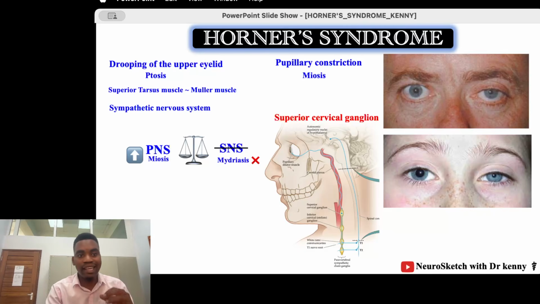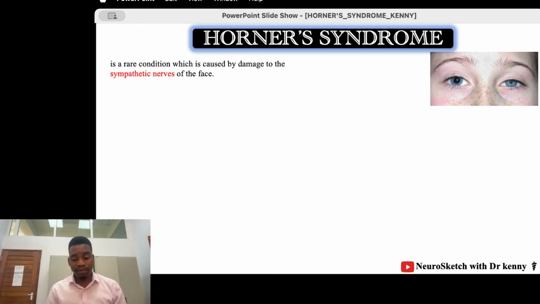it could result in the dropping of the eyelid, incomplete dropping of the eyelid due to denervation of the tarsal muscles, and the pupillary constriction due to removing of the dilatation effect, removing of the sympathetic nervous system. So what really is Horner syndrome? Horner syndrome is a rare condition that results from denervation, removing the sympathetic nervous system that supplies the face.